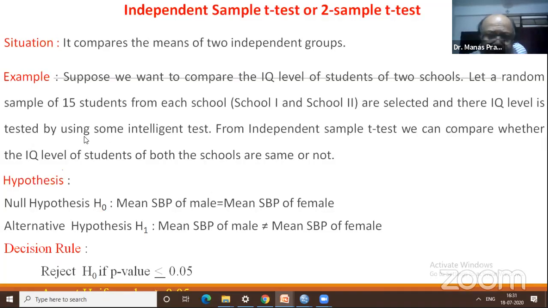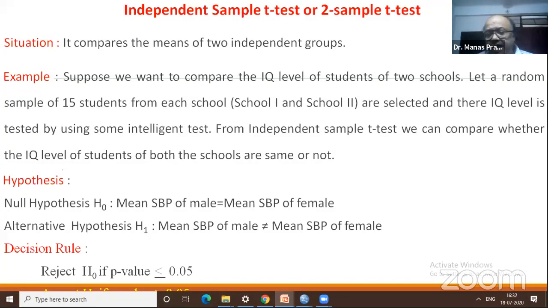So let a random sample of 15 students from each school be selected. To compare this, it is not possible to conduct a test for all the students of the school. So what we do is take a random sample of 15 students from school 1 and school 2, and the IQ levels are tested by using some intelligence test.